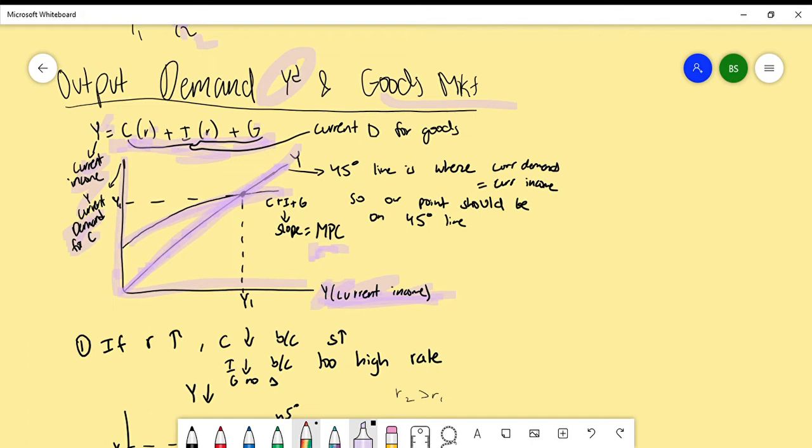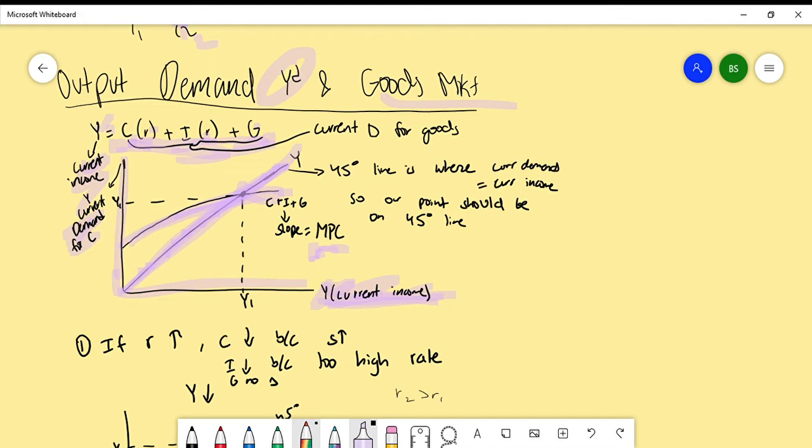Which part of the line, though? The point at which it meets the Y equals C plus I plus G curve, our current demand curve. The point where current demand equals current income and also meets the current demand curve is our equilibrium. That's where we want our current income and our current demand to be.